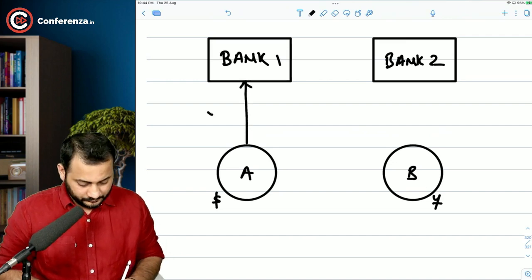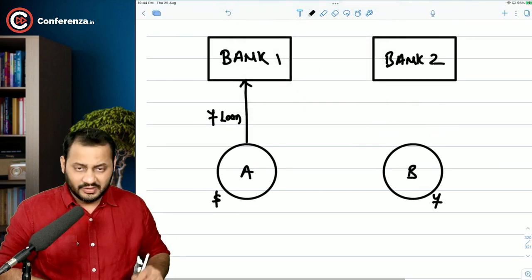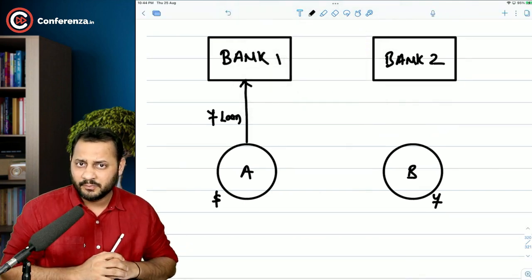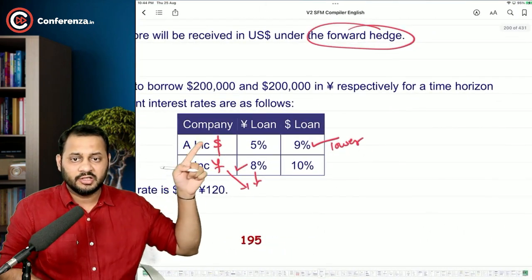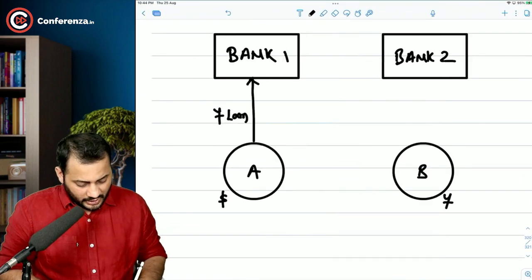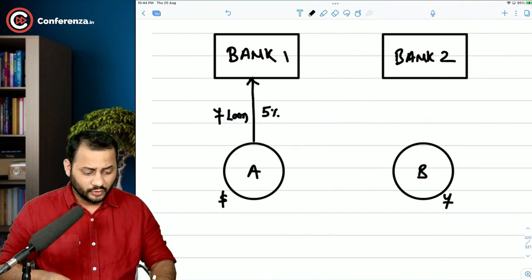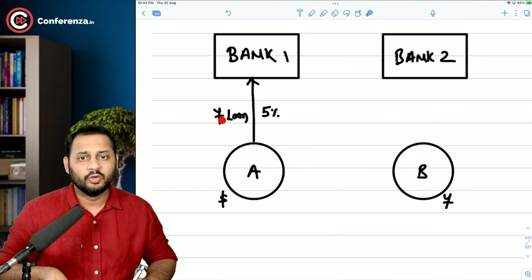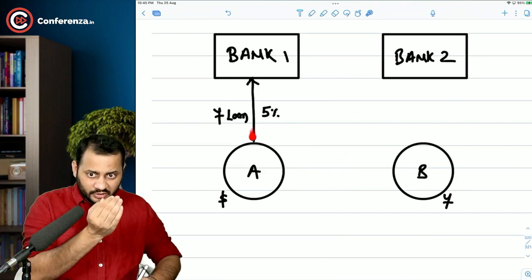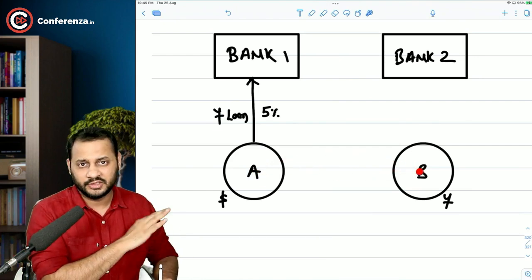Yen loan. If we get a yen loan from bank 1, we will have to pay the yen interest rate to bank 1. What is the yen interest rate of A Incorporation? 5%. So the outflow by us to the bank is 5%. The bank has nothing to do with what you are doing, right? You borrowed the yen loan from bank 1 and swapped it with B. You gave the yen loan to B.